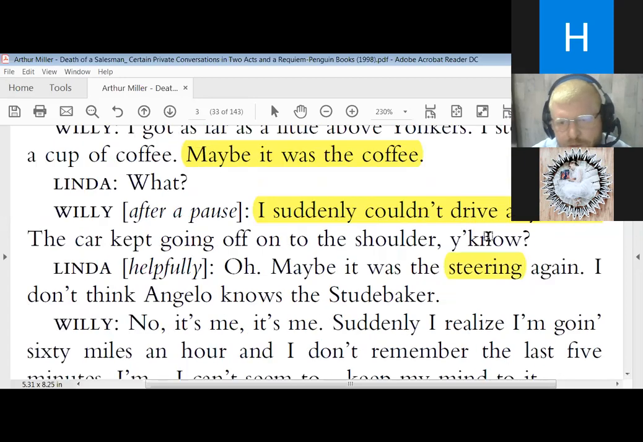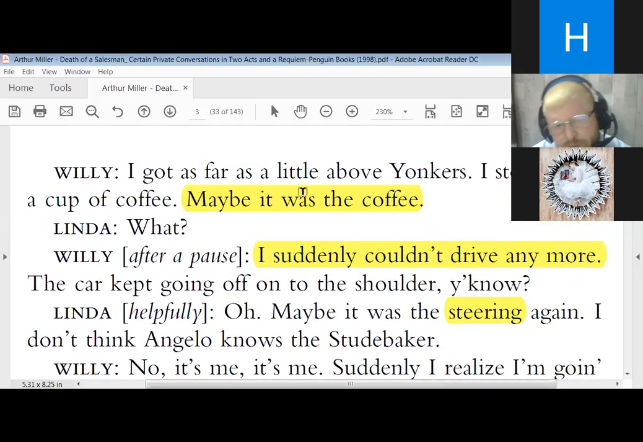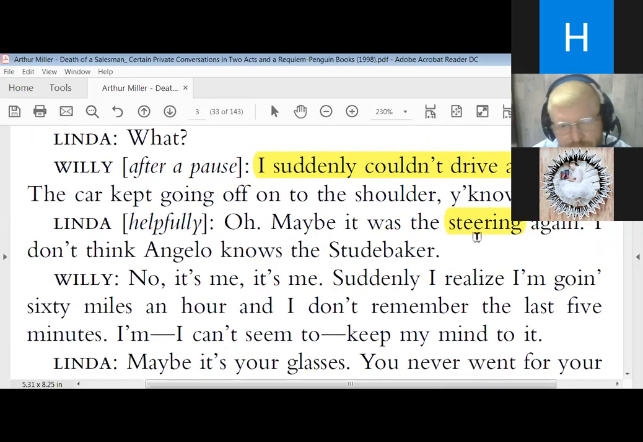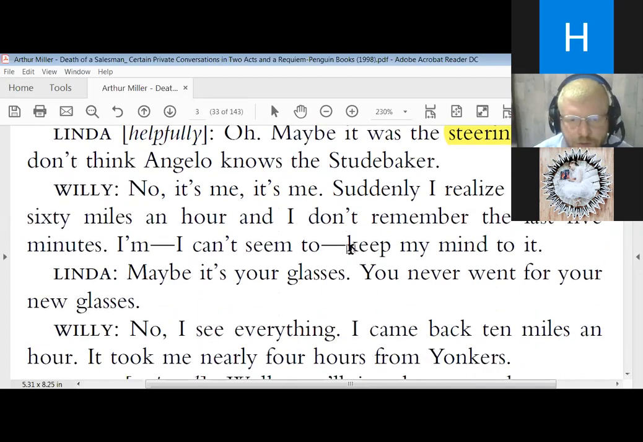So you see that at the beginning he blames it on the coffee and she blames it on the steering. Angelo is the car mechanic who fixes the car of Willy Loman, and it seems he doesn't know how to fix this kind of car, the Studebaker. Willy says, no, it's not me. It's me. Suddenly I realize I'm going 60 miles an hour, and I don't remember the last 5 minutes. I cannot seem to keep my mind on it.